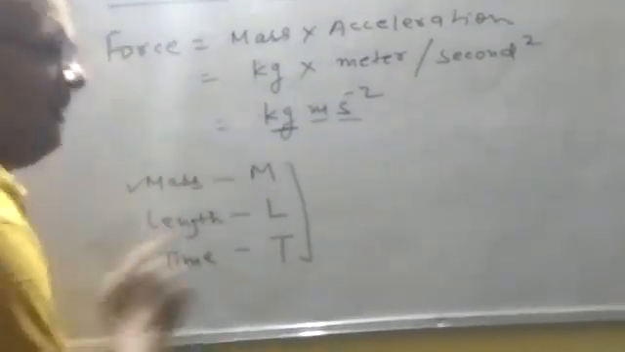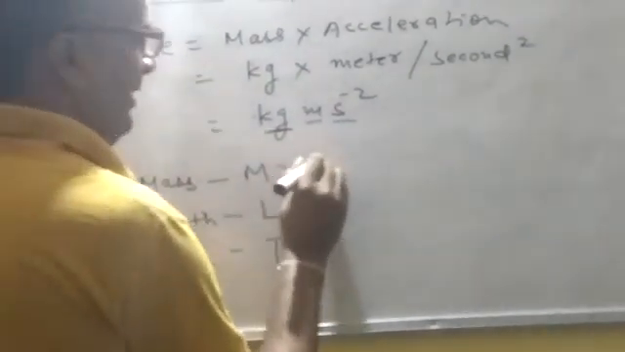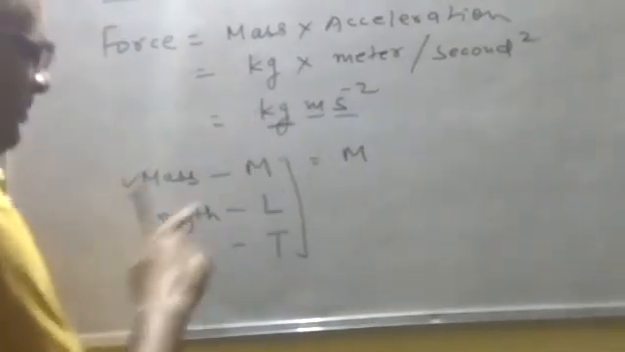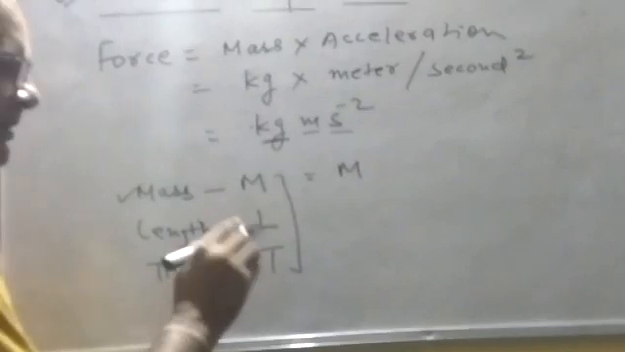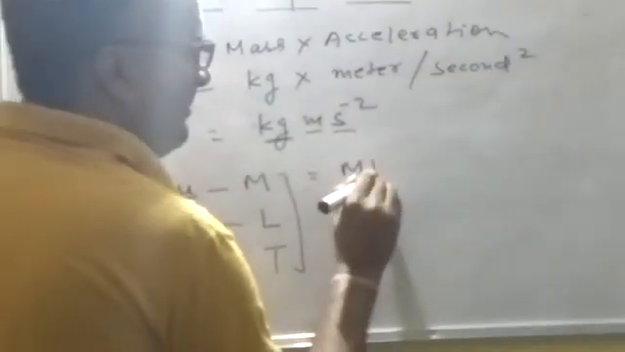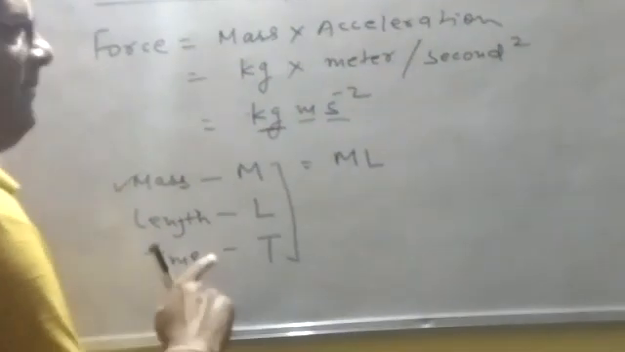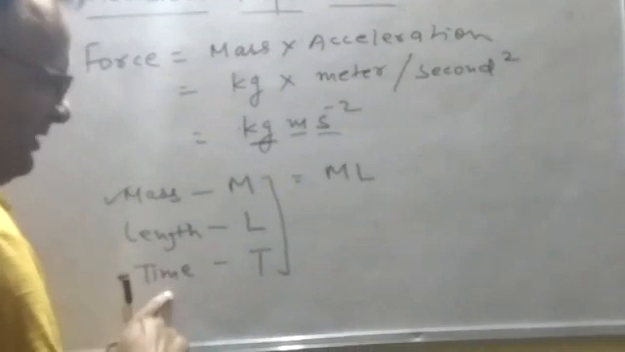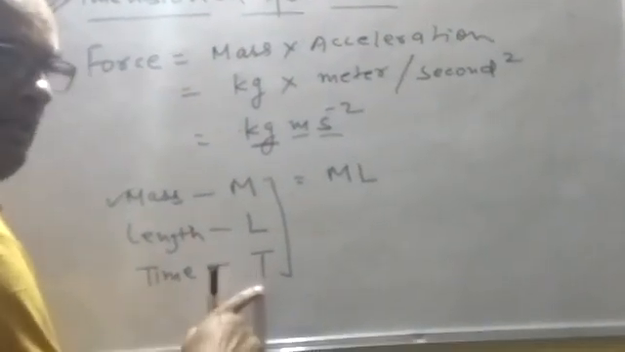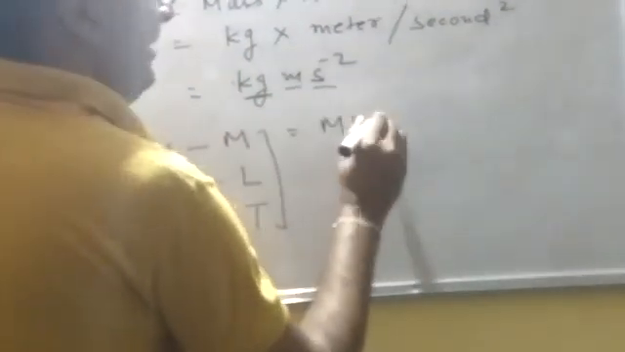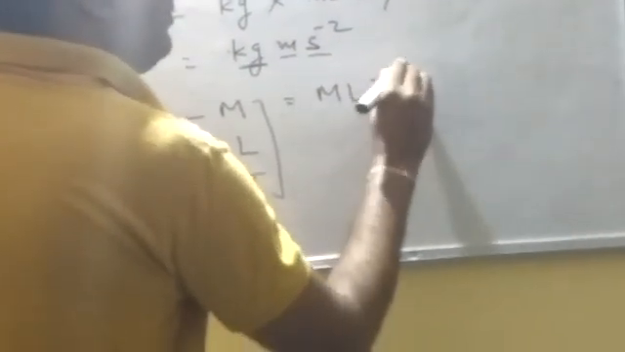Now you see, kg is the mass. So for kg we take M. Meter is your length, so for meter we take capital L. Similarly, second is time, so for time we take the symbol T. So here it is T minus 2, because second is here in the denominator.